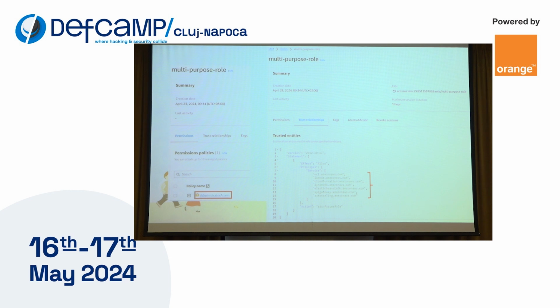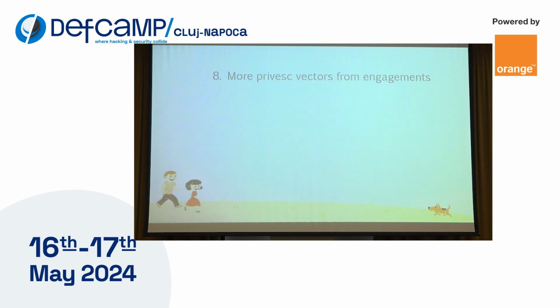This was an issue because this gave us more chances to do privilege escalation, and we actually managed to find a user that had the permission to create a Lambda function and invoke it. So we created a Lambda function, we passed this role to the Lambda function, and we exfiltrated the credentials, essentially doing a privilege escalation to administrator access.